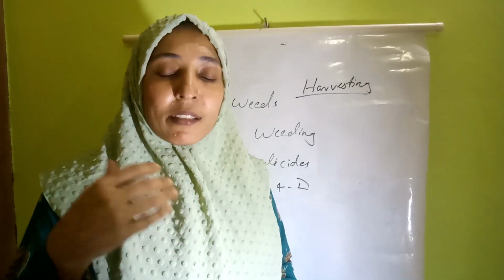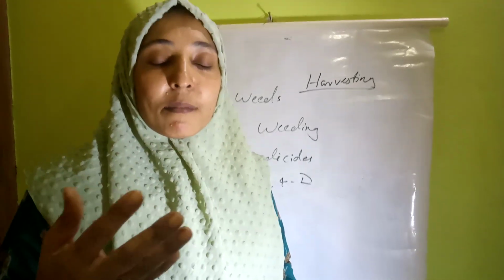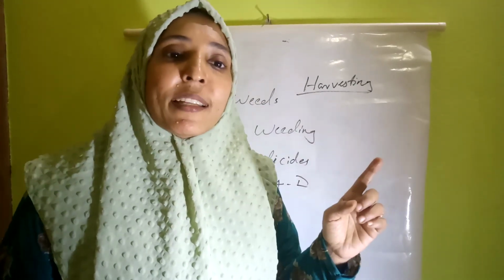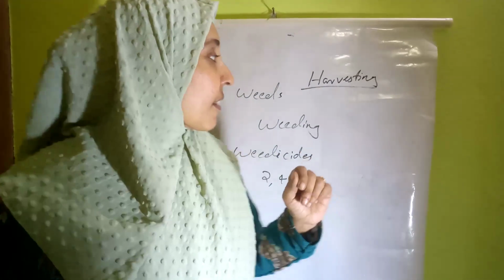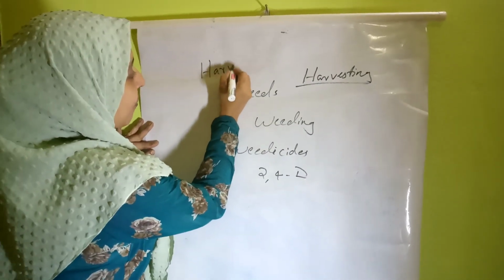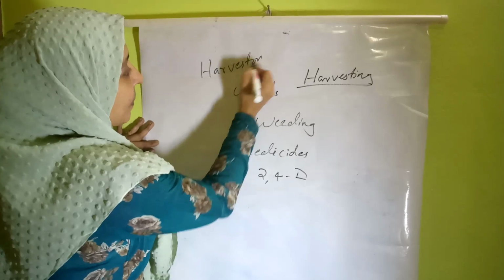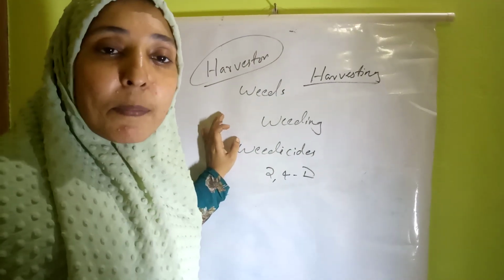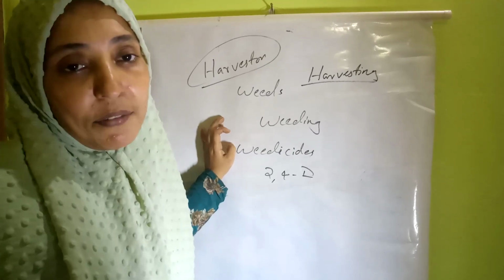Human beings, laborers, can do this harvesting. Most of the time, or nowadays, harvesting is done by using a machine called a harvester. Harvester is used for this purpose. A tractor driven harvester is used for harvesting in case of large scale cultivation.